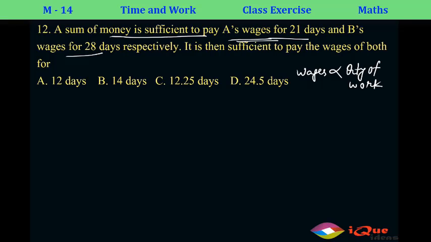So the way we treated the work situation, exactly the same way we have to treat this wages situation also. In another way we can say that A can do a work in 21 days and B can do the same work in 28 days. So in how many days can they do the work together?